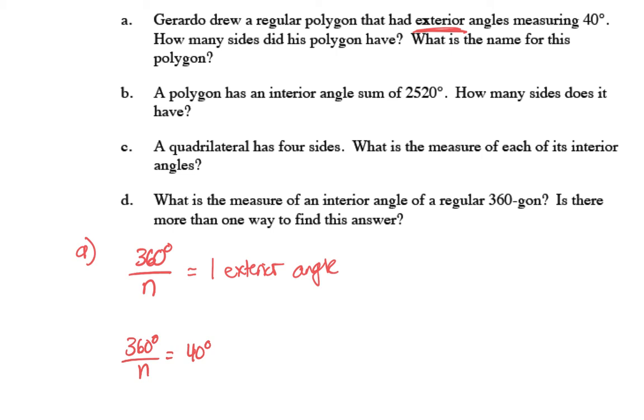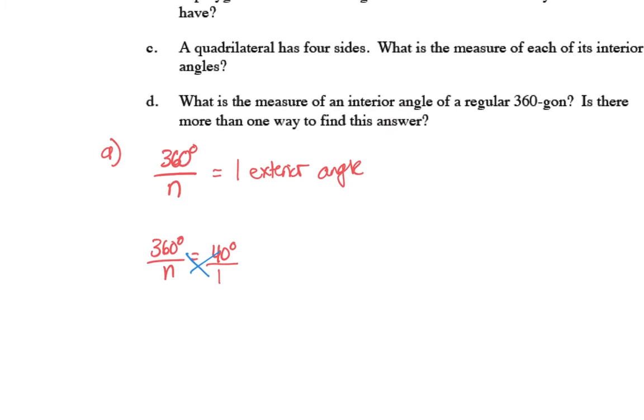And so I can set that equation equal to 40. And this is something that we've done a million times. We can put this over 1, and then we get fractions on both sides, and we can cross multiply to try and isolate our variable n. So 360 times 1 is going to yield 360. And then on this side, I have 40 degrees times n. And so I can isolate n all by itself, solving for the number of sides.